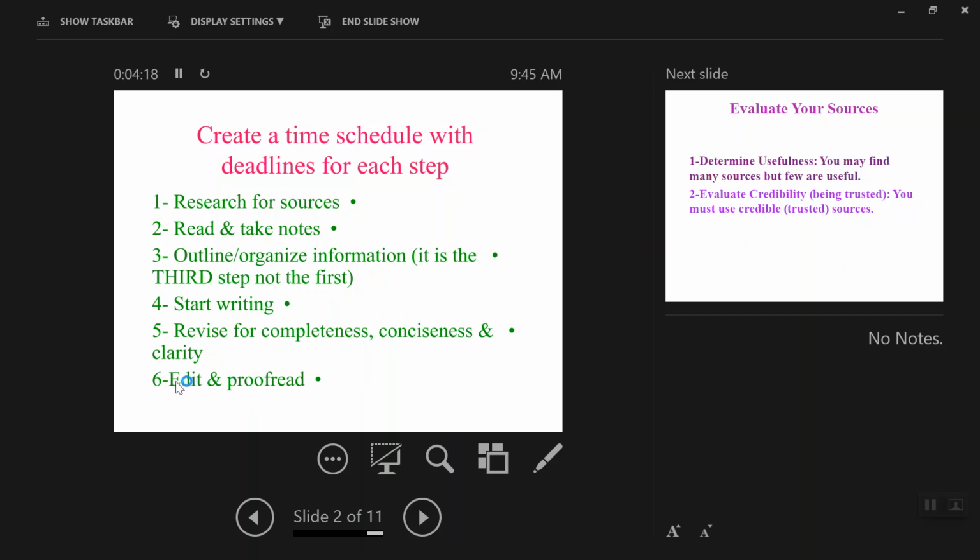When you start writing and when you finish writing, the next step is you have to revise for completeness, conciseness, and clarity. You have to check. And the last step is edit and proofread. You have to proofread to see whether you made some mistakes in spelling, grammar. Okay, this is very important. These are general notes.